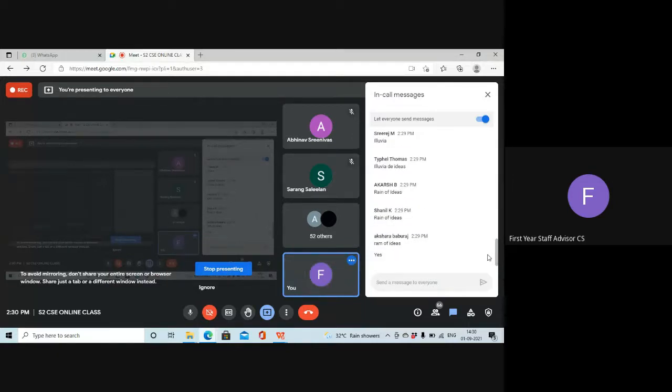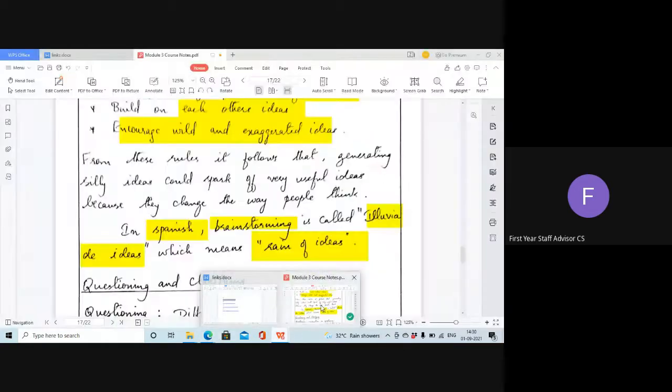Okay. So you have learned one Spanish word today, isn't it? Lluvia de ideas, which means a rain of ideas, or it is also called brainstorm. So now let us go on to the next section.